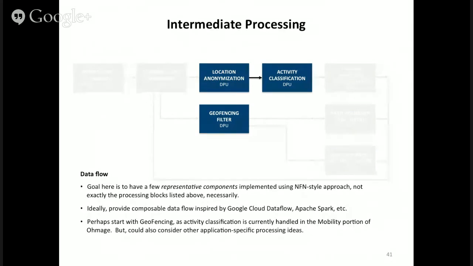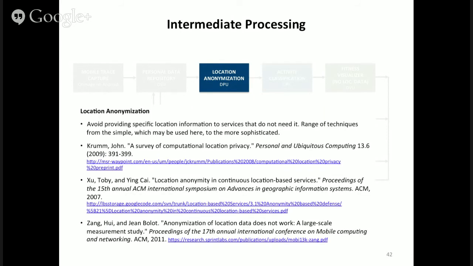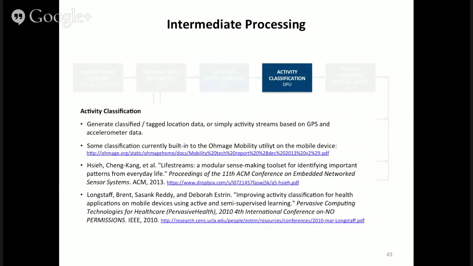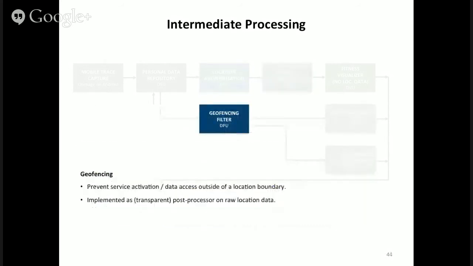The idea, though, is to have some kind of composable data flow model that's inspired by Apache Spark or Google Cloud Dataflow or something, where you have composable services that have been authenticated in a way that they can access data from services preceding them in the chain. And it would be nice to see if we could provide an approach to this using the named function networking style approach coming out of the University of Basel. And so they're thinking about this. My thought is to start with geofencing because we know that we need that, and activity classification, at least at some level, was already handled in Homage, and maybe we don't need to do that initially. I have some links in this presentation and things that people have seen before on each of these potential types of processing. I'm not going to go through them right now.